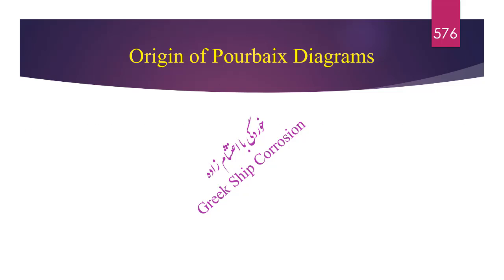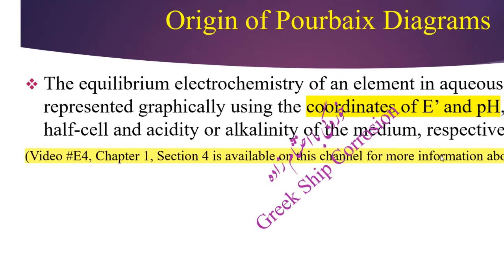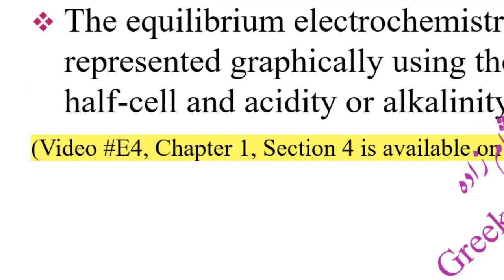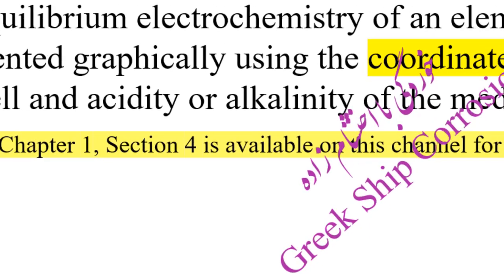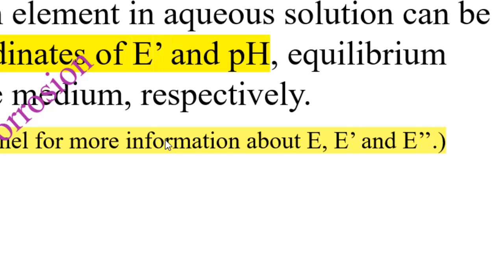Origin of Pourbaix diagrams. The equilibrium electrochemistry of an element in aqueous solution can be represented graphically using the coordinates E' and pH, equilibrium half cell, and acidity or alkalinity of the medium, respectively. Video number E4, Chapter 1, Section 4 is available on this channel for more information about E', E', and E double prime.